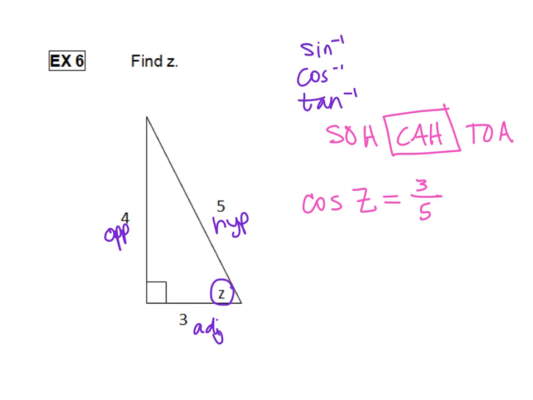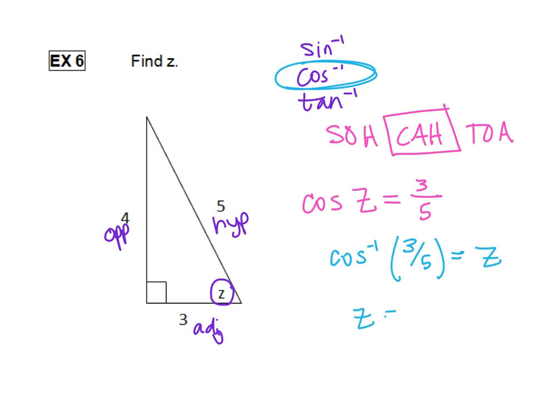Because we want to figure out what angle z actually is, we're going to use our inverse cosine button. So we did this a couple examples ago. You do inverse cosine of 3/5, and that's what you're going to type in your calculator. So remember, you have to use the second button. So second cosine, and then 3 divided by 5 goes in your parentheses. That equals z, by the way. So z is equal to 53.1 degrees.